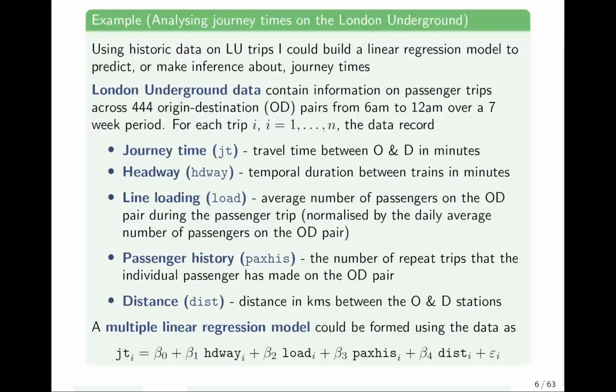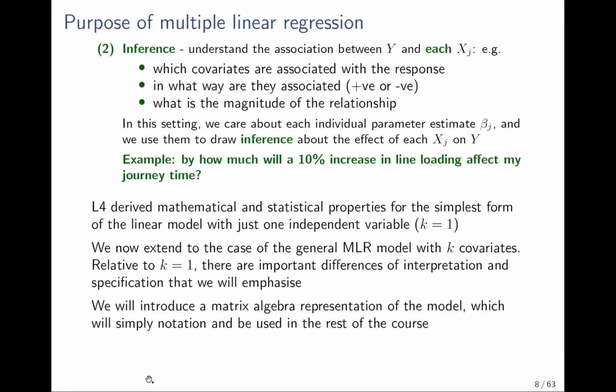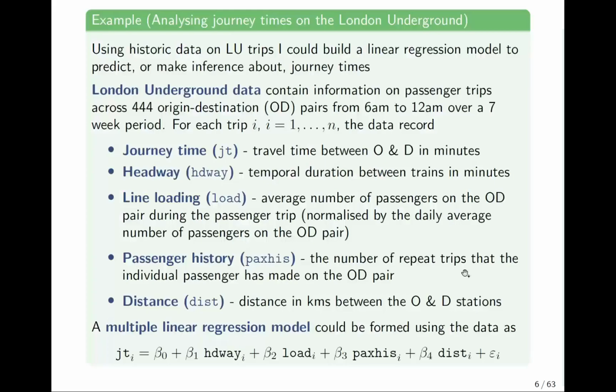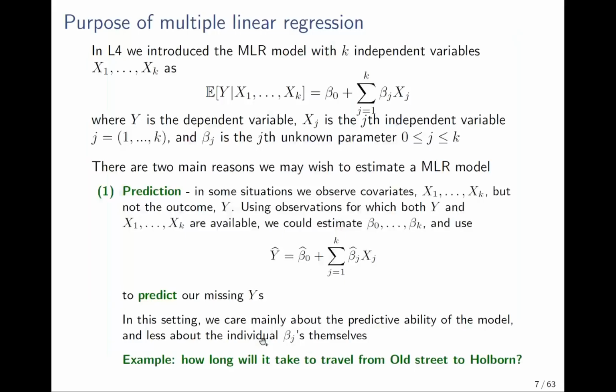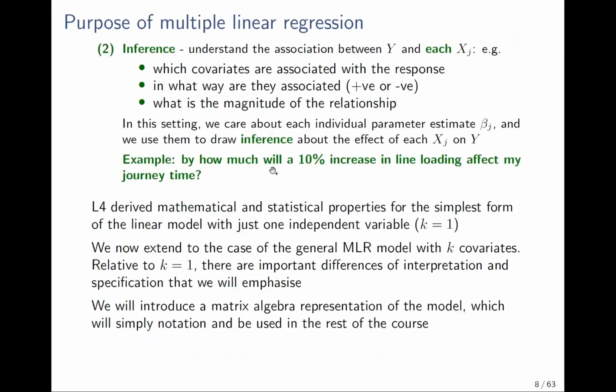So in our model here, that means we're interested in beta 1, beta 2, beta 3 and beta 4 because we want to know about the determinants of journey time. We want to know how these determinants affect this dependent variable, journey time. And so to give one example, we might be interested in finding out by how much a 10% increase in line loading will affect my journey time. The answer to that is going to be given by this parameter beta 2, or at least beta 2 is going to let us say something about that question.